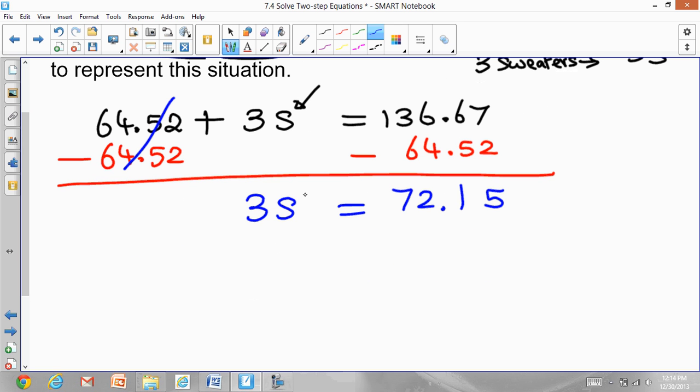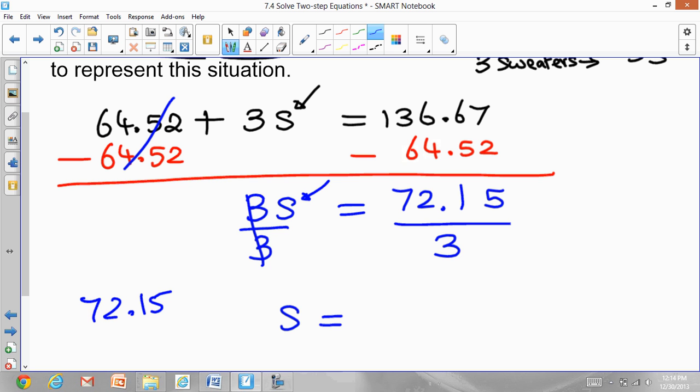So now the last step is you want to find what S is. So 3 and S, you don't see any symbol, you don't see an addition or subtraction, which means you're multiplying. The opposite of multiplying is divide. So you divide by 3 on the left and you divide by 3 on the right. Cancel and you get S equals. So you take the numerator 72.15 and you divide it by the denominator, which is 3.